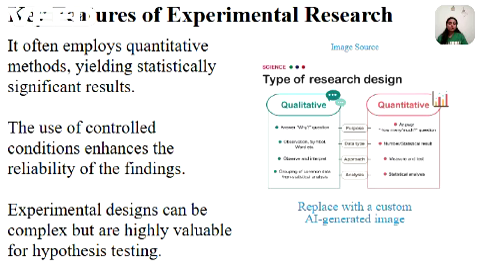Next comes the key features of experimental research. It often employs quantitative methods yielding statistically significant results. The use of controlled conditions enhances the reliability of the findings. Experimental designs can be complex but are highly valuable for hypothesis testing. In types of research design, there are two types: qualitative and quantitative.